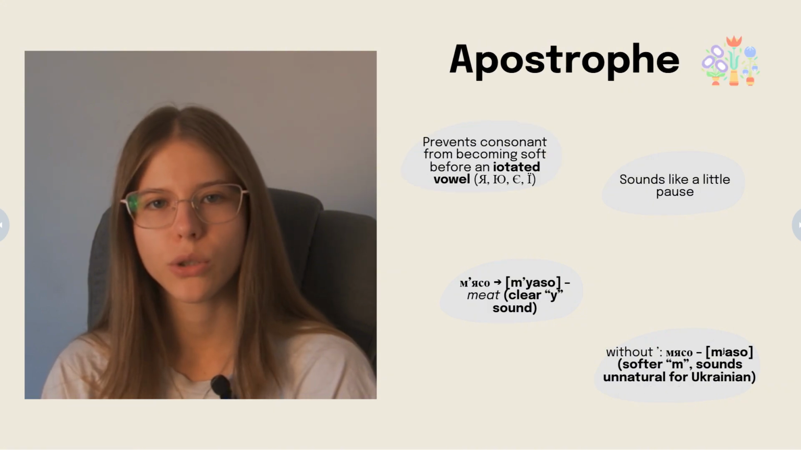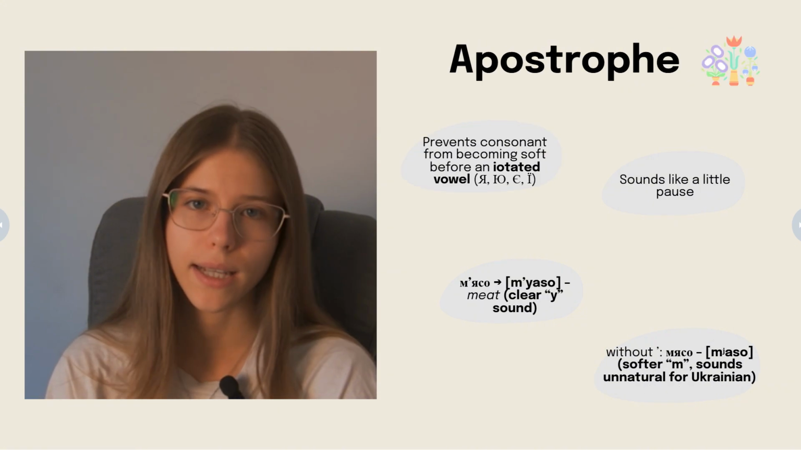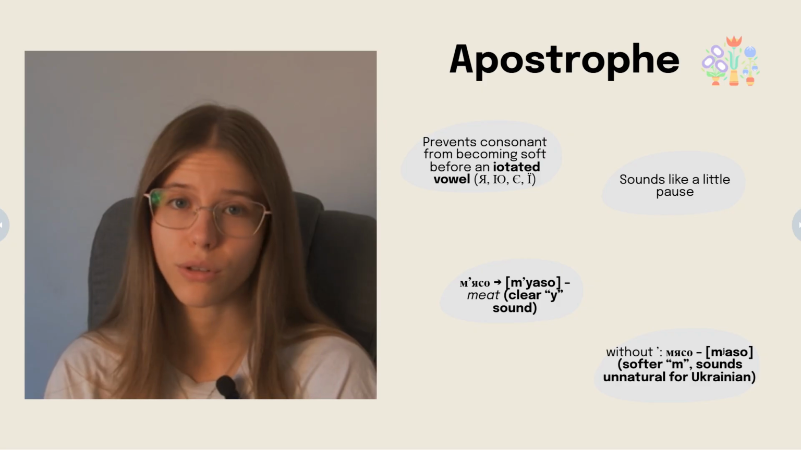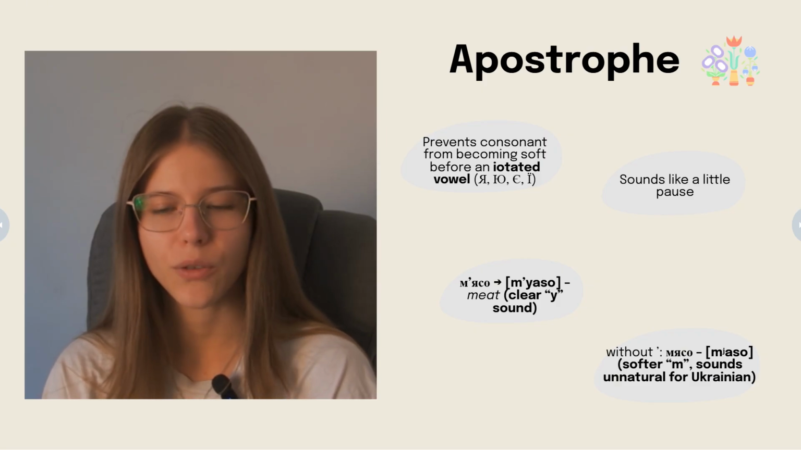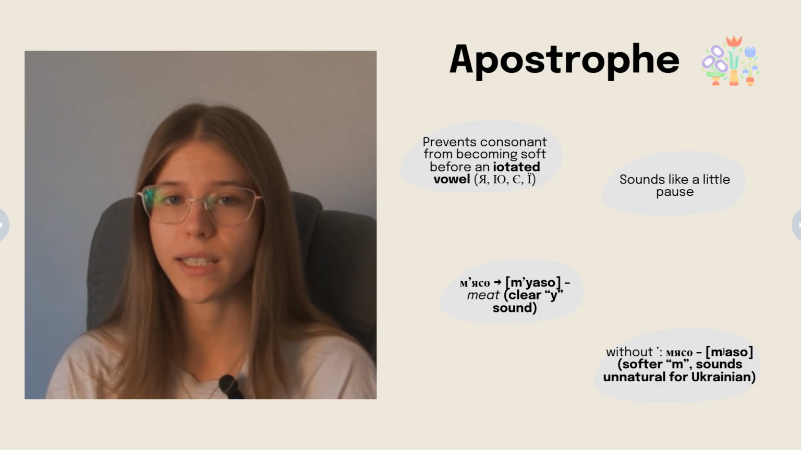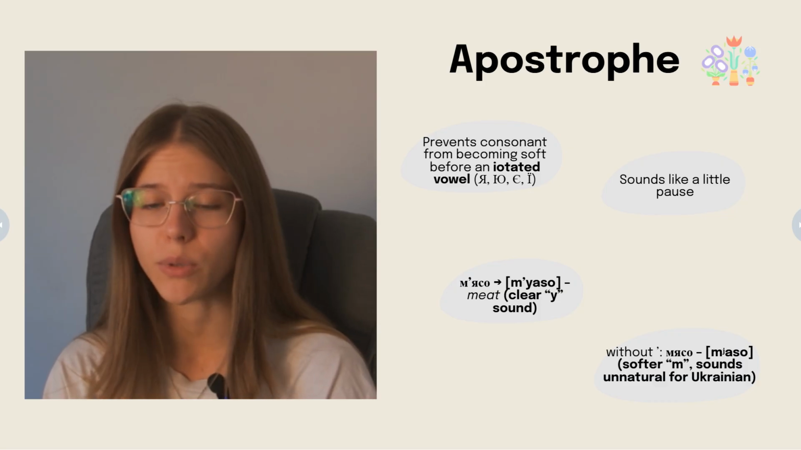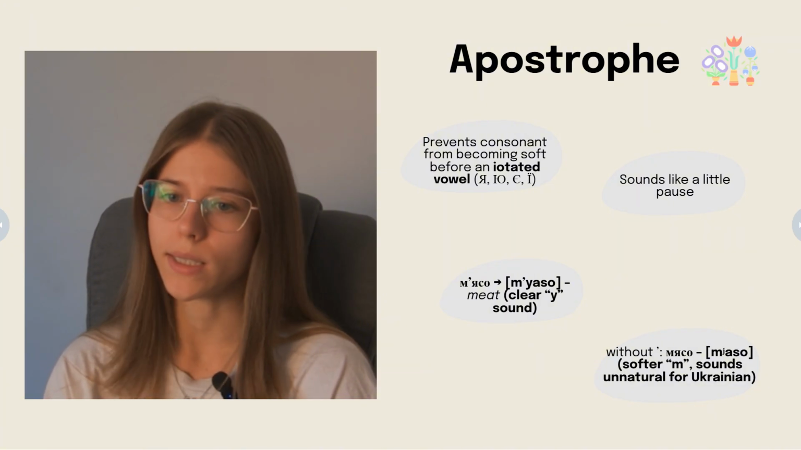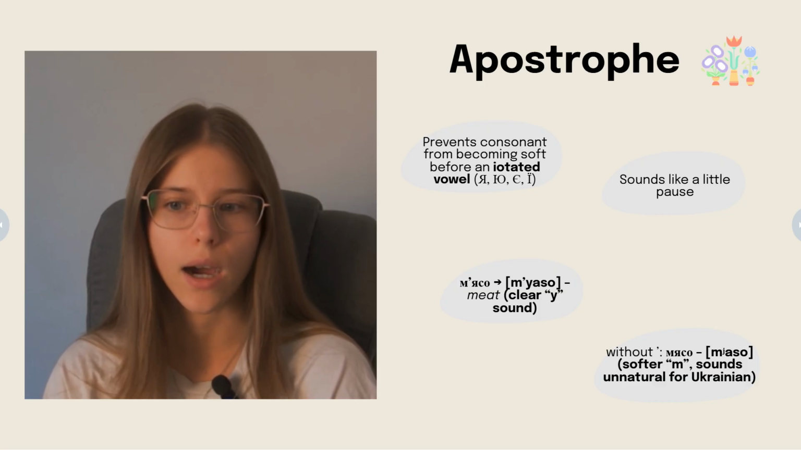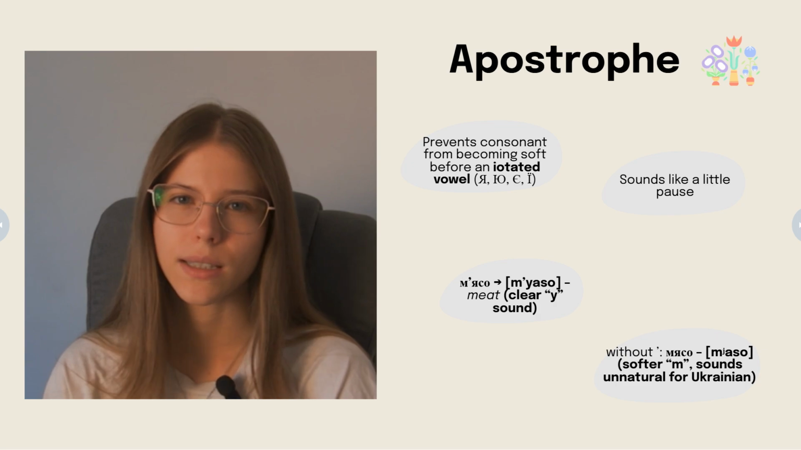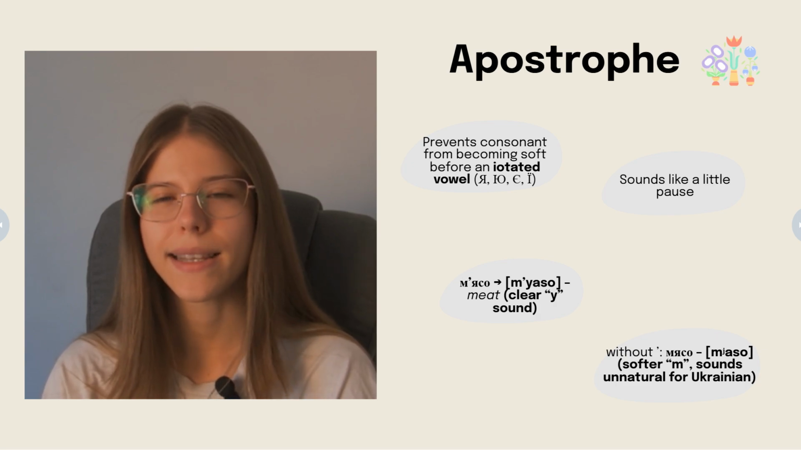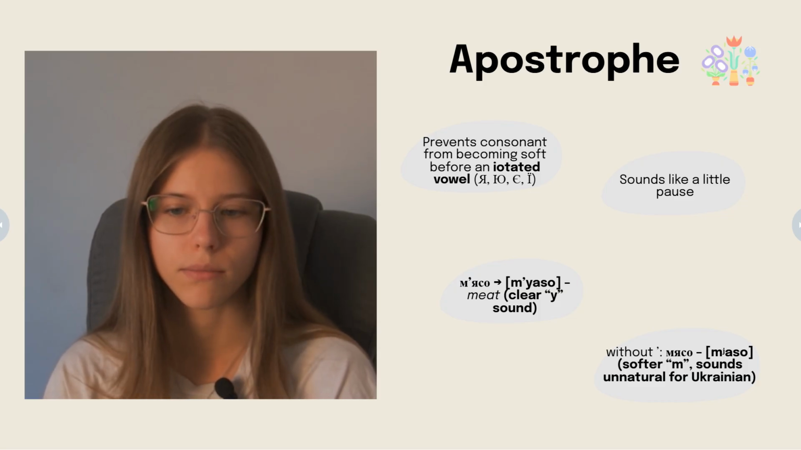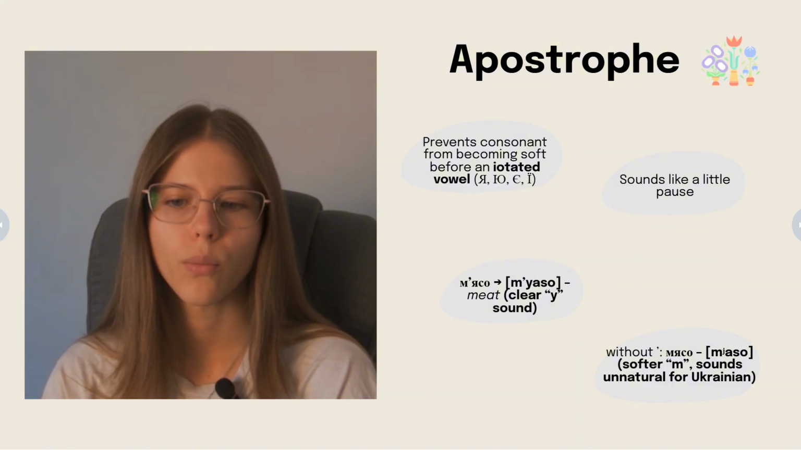And one more sign which you need to learn, that's basically not a letter, only a sign, the apostrophe. In Ukrainian it's called apostrophe, so similar. It prevents the consonant from becoming soft before an iotated vowel, ya, yu, ye, yi, because usually without the apostrophe these syllables will sound soft, but with the apostrophe we will pronounce it hard. It's like a little pause between two letters, so we pronounce it a little bit separately. How does it sound? M'yaso.